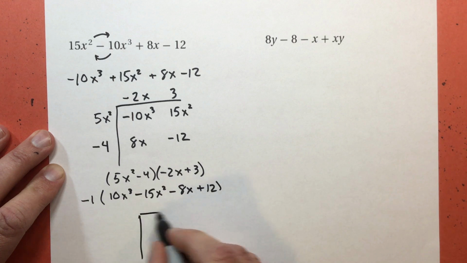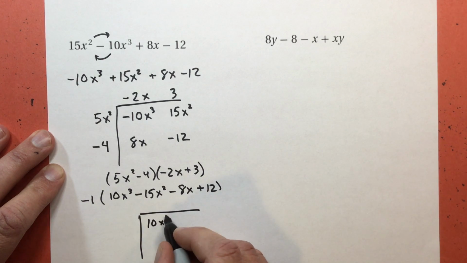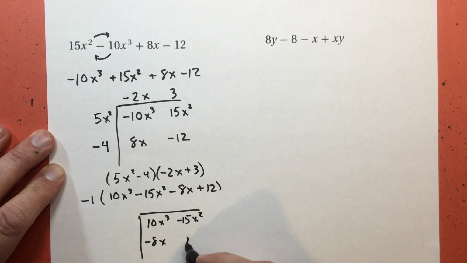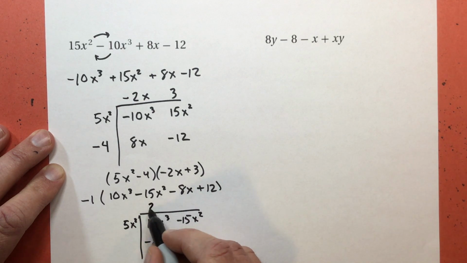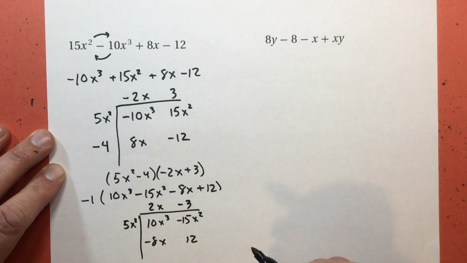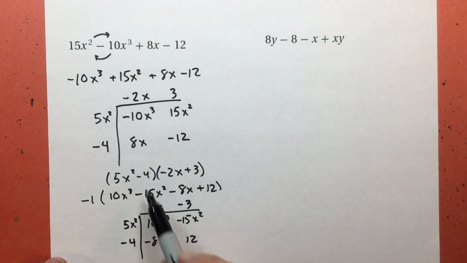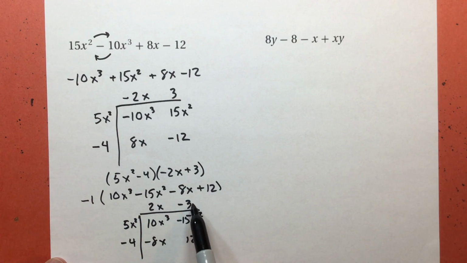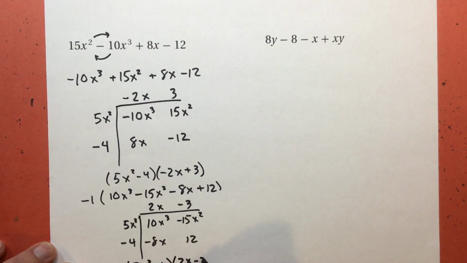And then, of course, I'll do this quickly. 10x cubed, negative 15x squared, negative 8x, and 12. This would be 5x squared and 2x, negative 3. And this would be negative 4. So here's my 5x squared minus 4, which is still there. But instead of negative 2x plus 3, I got positive 2x minus 3. So I get negative 1 times 5x squared plus 4 times 2x minus 3.